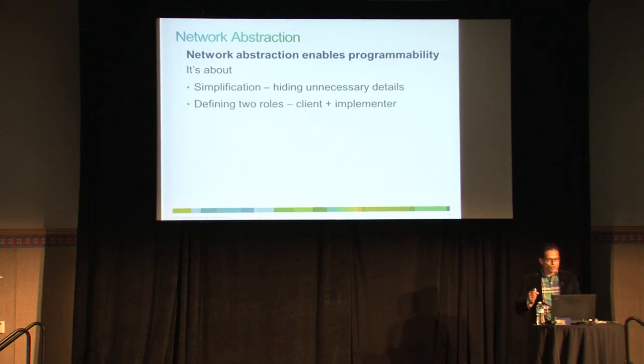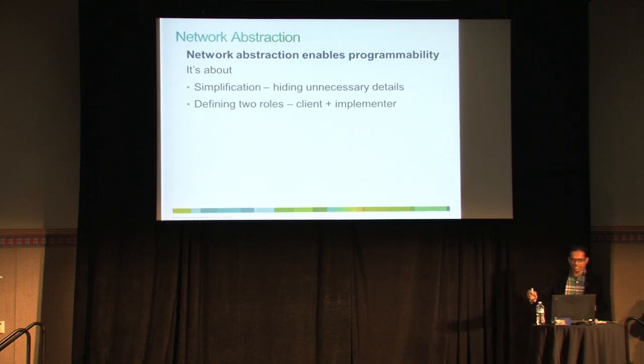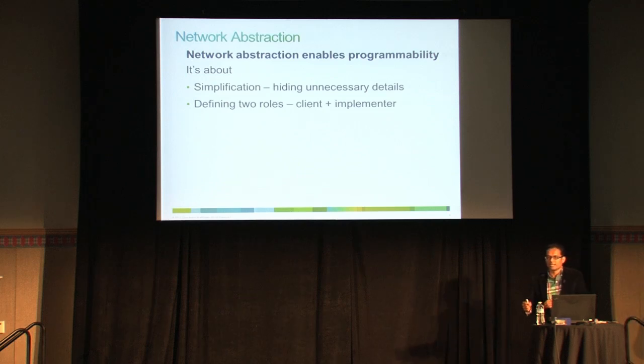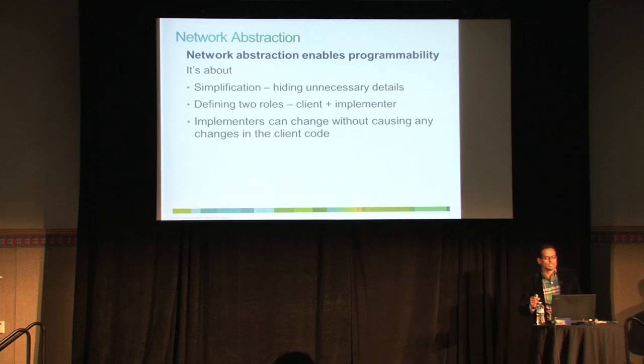It defines two roles, a client role and an implementer role. What is a client? A client is just a piece of code that talks to the APIs. And the implementer, as you have seen, is a piece of code that sits behind the APIs and provides the implementation details. And the key thing here is that the implementers can change without causing any changes in the client code.